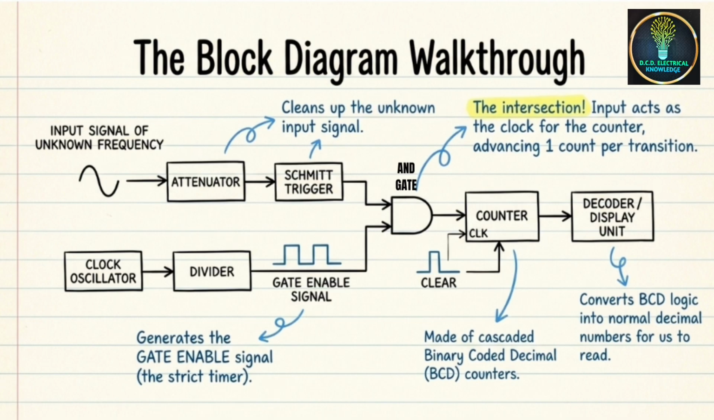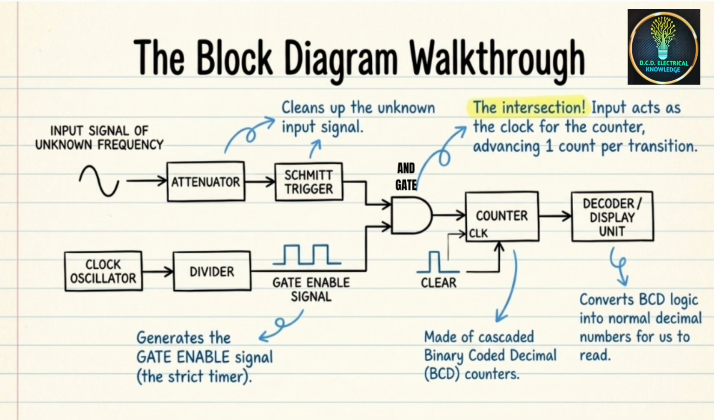The block diagram walkthrough. Input signal of unknown frequency. The attenuator and Schmitt trigger clean up the unknown input signal and then feed it into the AND gate. On the other hand, the clock oscillator and driver generate the gate enable signal, the time base or timer.